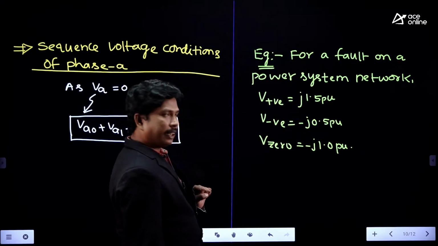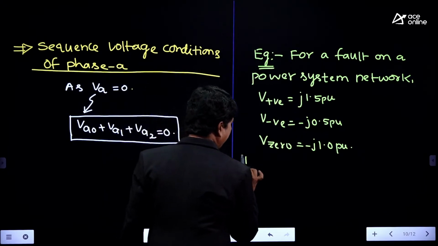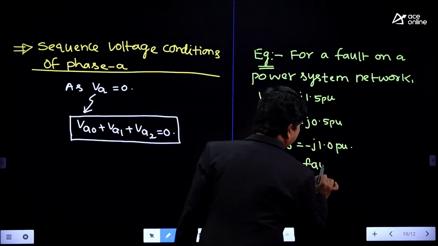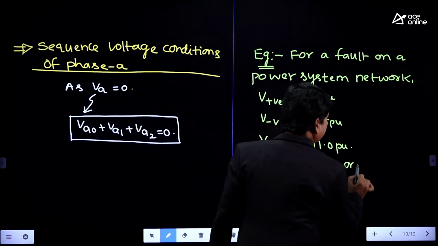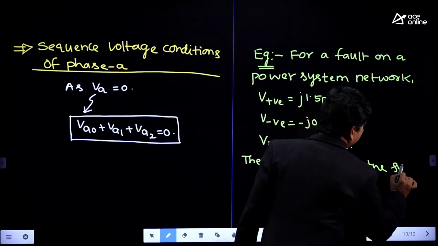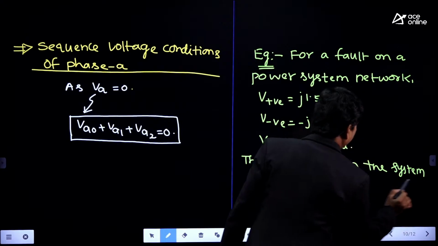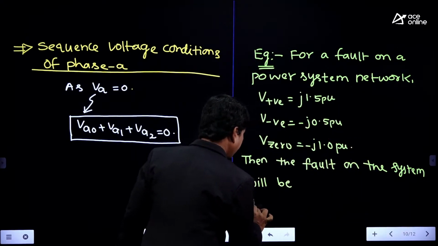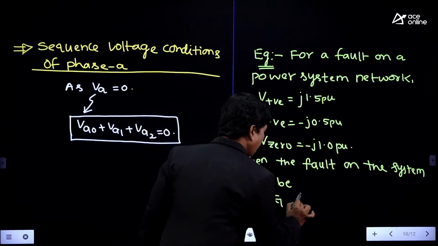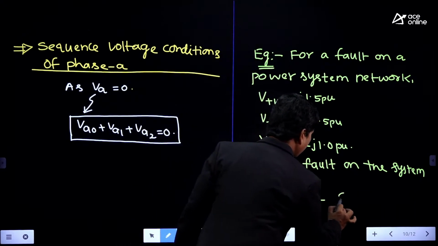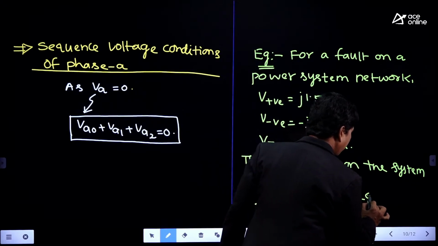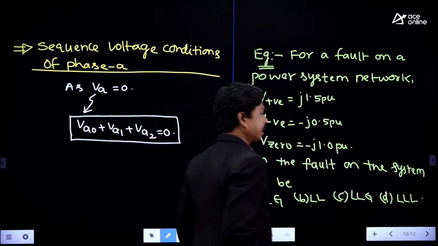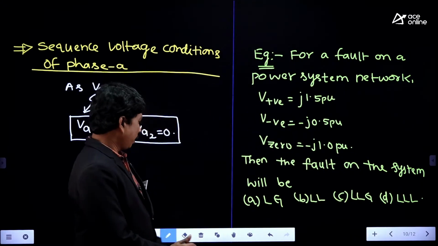By giving this data, they will ask a question like this: then the fault on the system will be. They will give option A as LG fault, option B as LL fault, option C as LLG fault, and option D as triple L fault. Like that they will give the question.